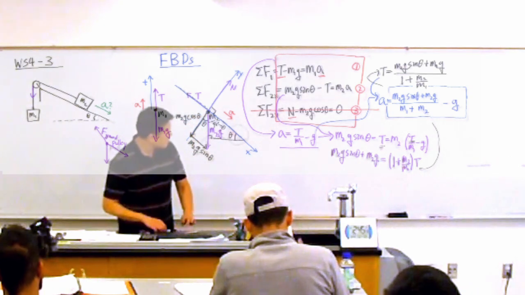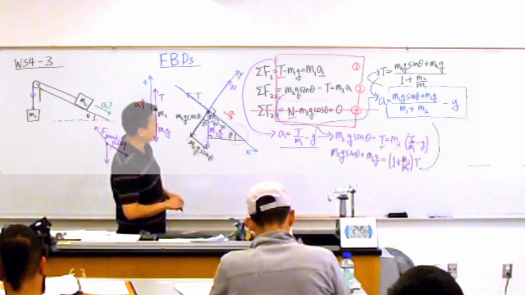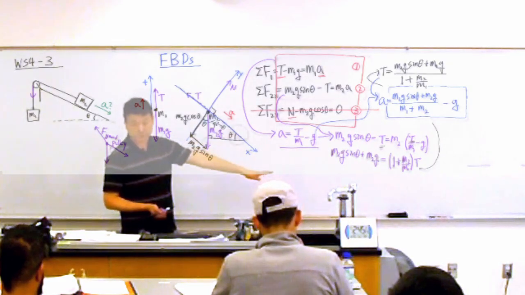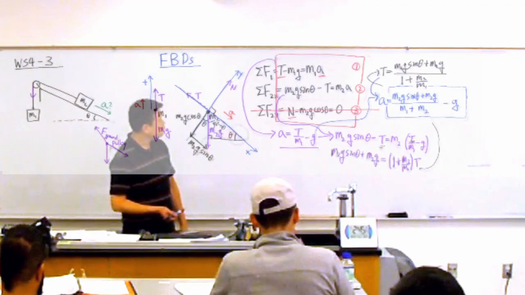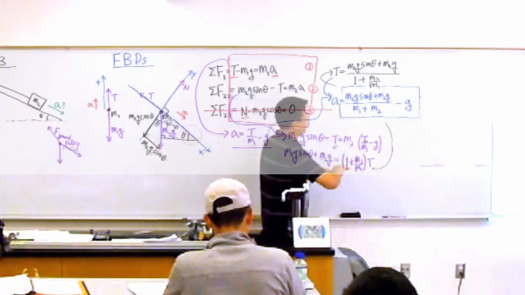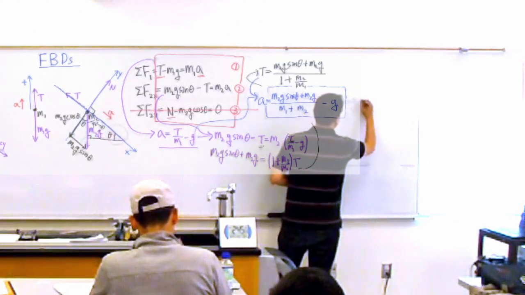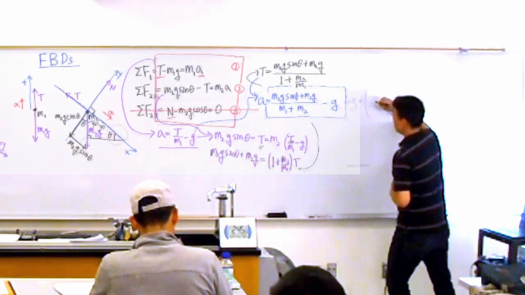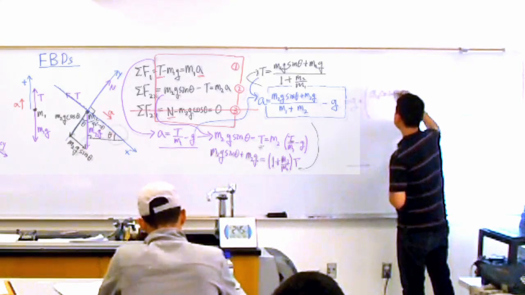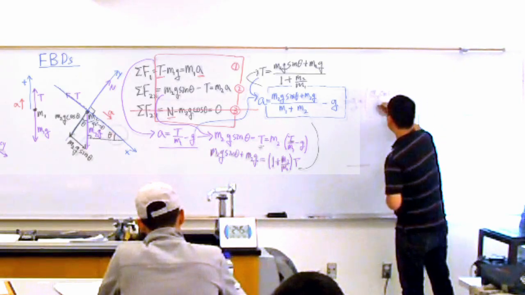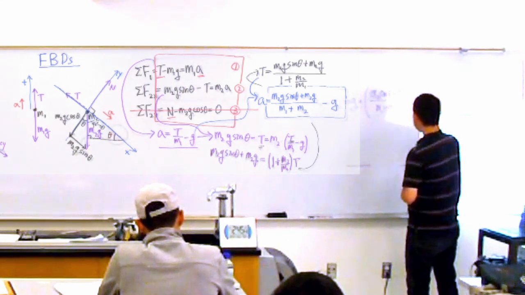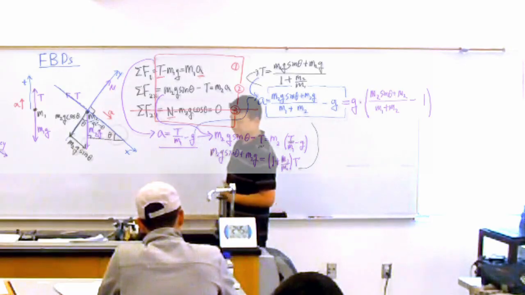So let me try simplifying it a little bit. I see that I can factor out g, so let me factor out g. What I end up with after factoring out g is: acceleration equal to g times m2 sine theta plus m2, over m1 plus m2, minus 1. How would I simplify this?